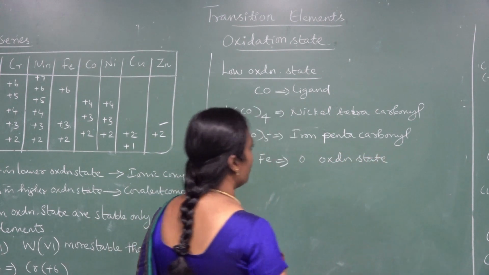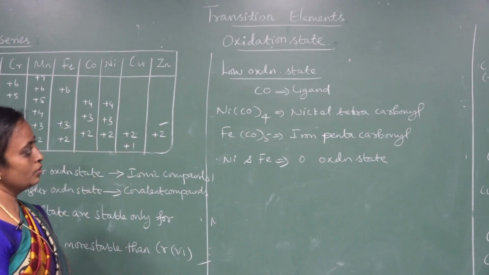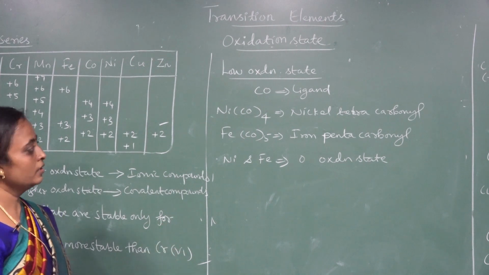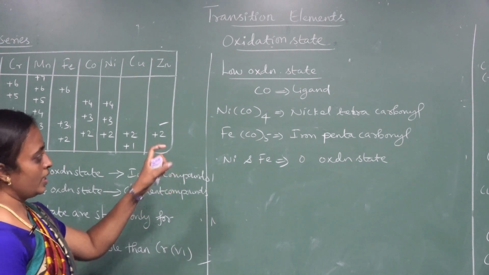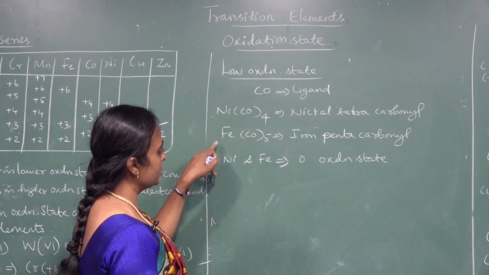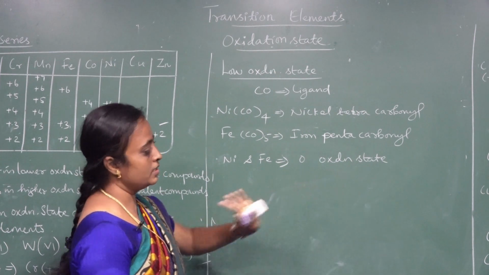Here the CO acts as a pi acceptor. In addition to the sigma bonding, this effect is called synergic bonding. So in addition, we are adding the pi acceptor character. That's why the oxidation state of nickel and iron is 0.